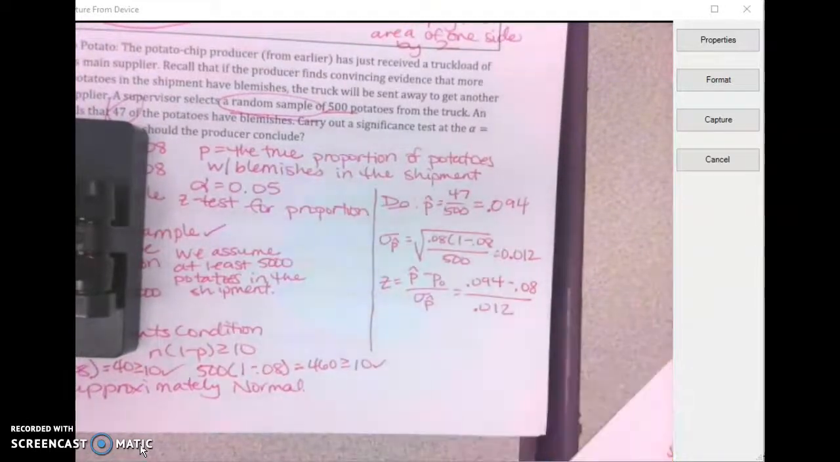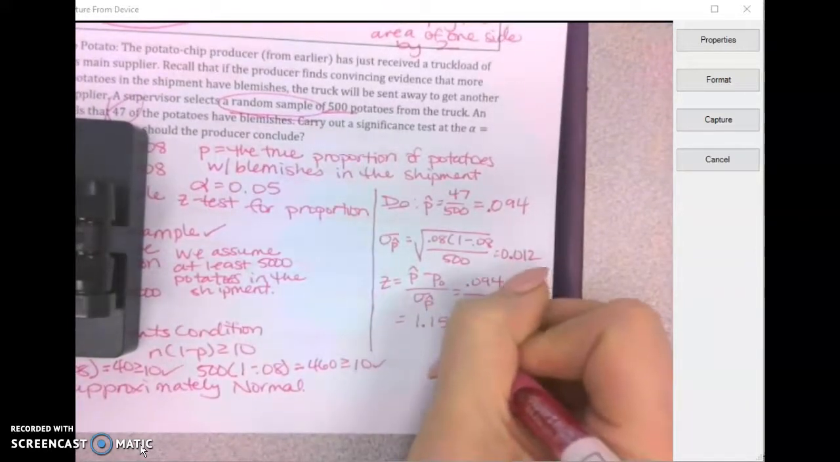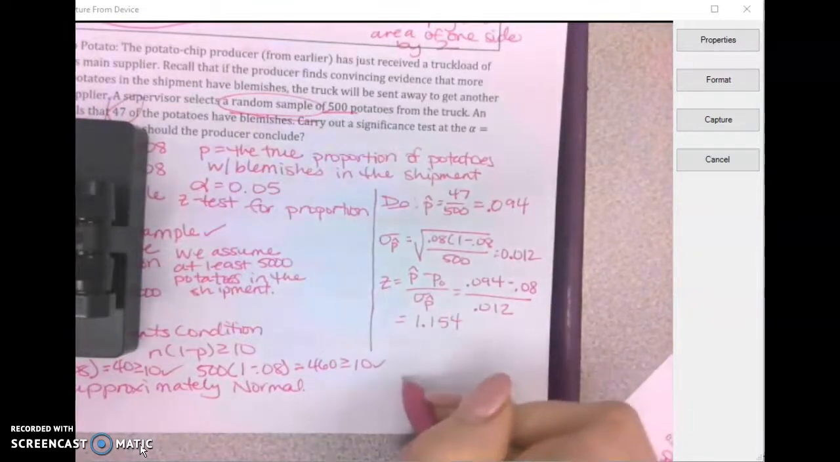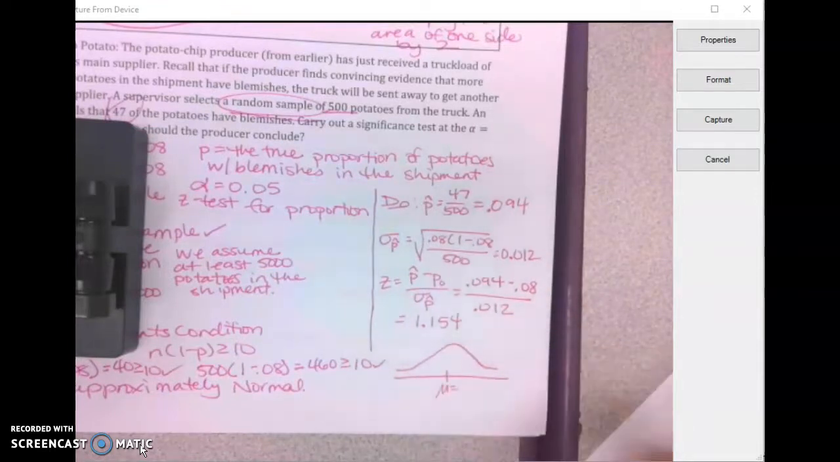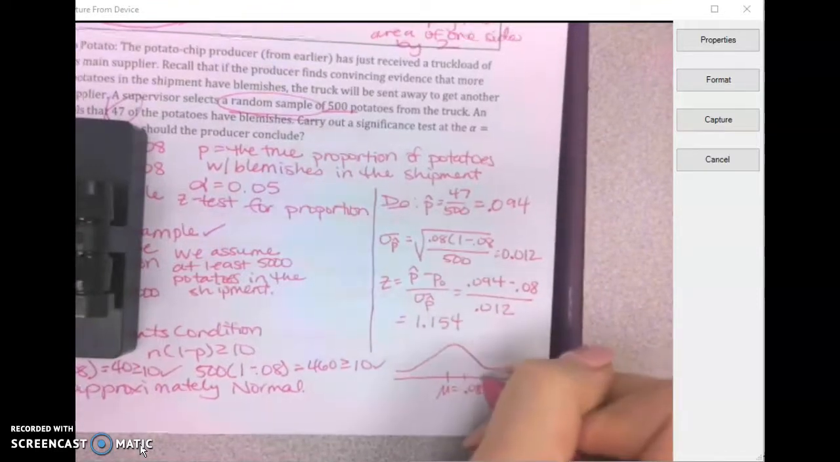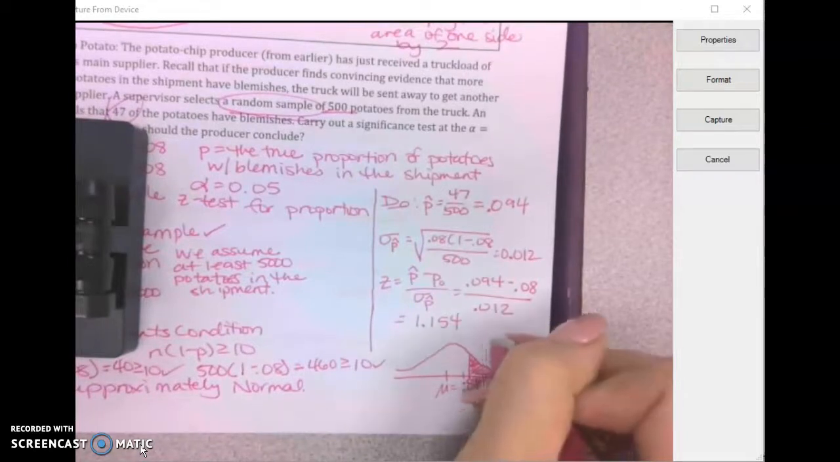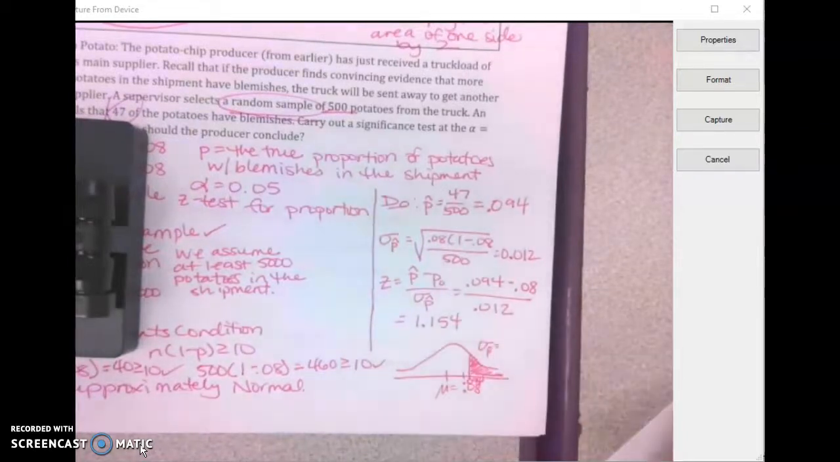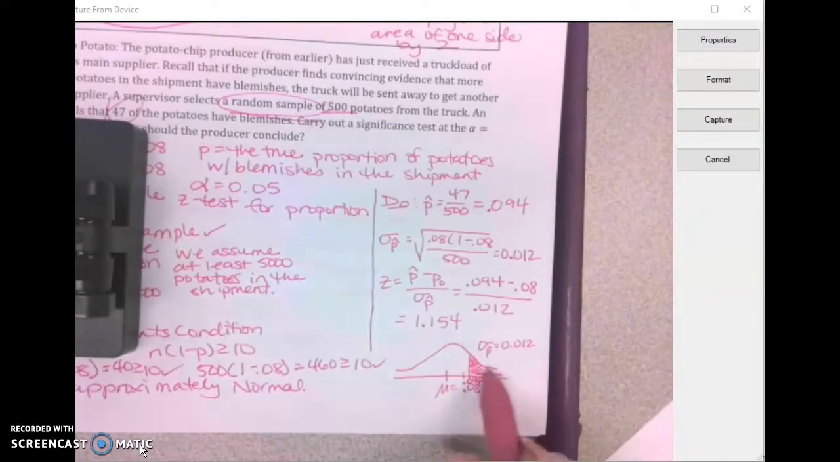So when we calculate this here, we find that the z-score is 1.154. If you want to go ahead and draw your normal curve at this point, our mean is at 0.08, our p-value, and 1.154 would be about here, which is the 0.094 that we had. Our standard deviation is equal to 0.012. So here we have, and this is what we're trying to find.